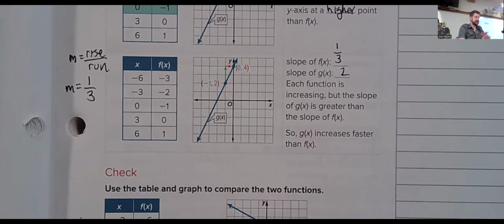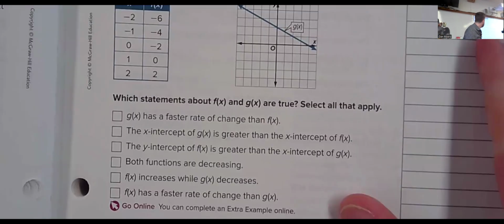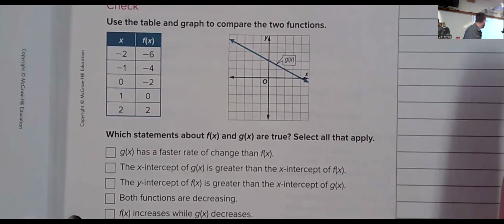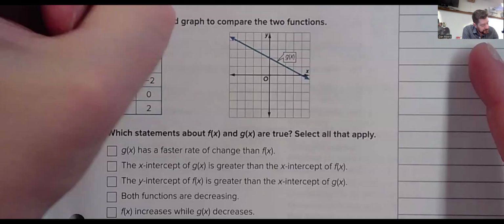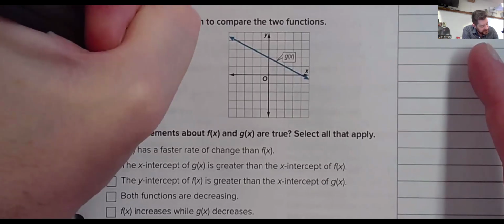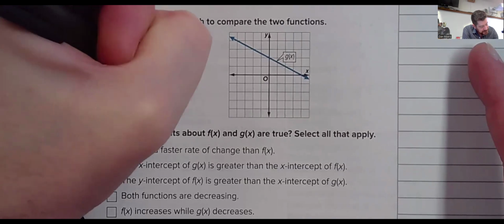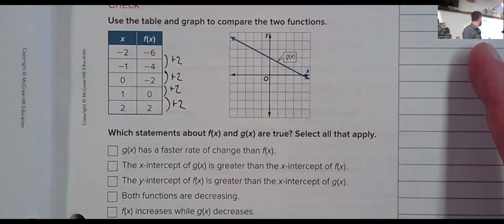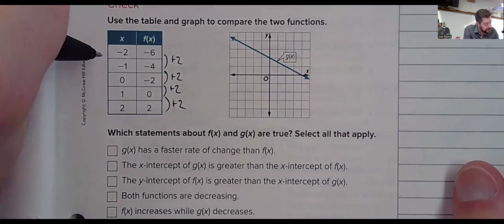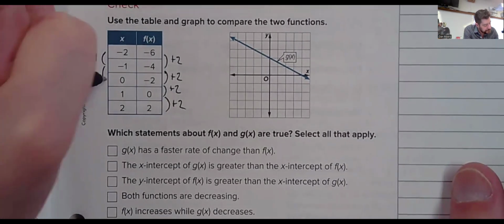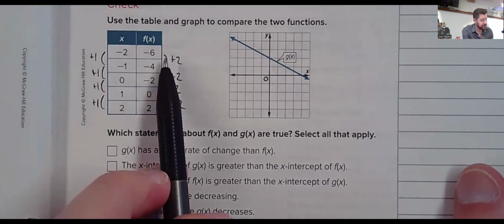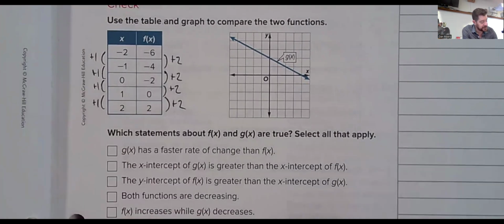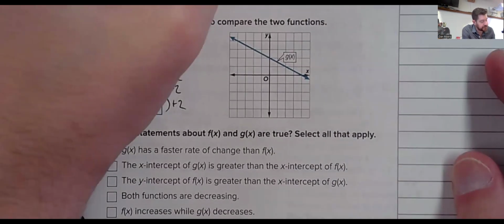All right. We're going to do a little checkbox here. So figuring things out. G of x has a faster rate of change than f of x. Well, let's find out if that's true or not. Let's see. These ones are each going up. That's a +2, which means that everything here should be +2, +2, and +2. So those are all going up by 2. And these are all going up by what? 1, okay. Now, if we take our rise over run, that's going to be rise of 2, run of 1.